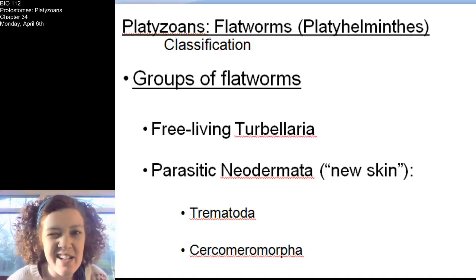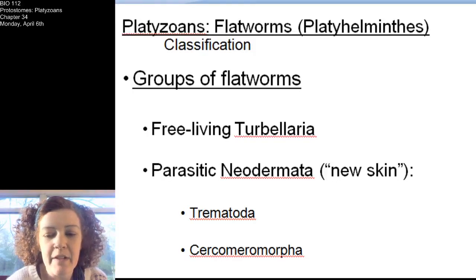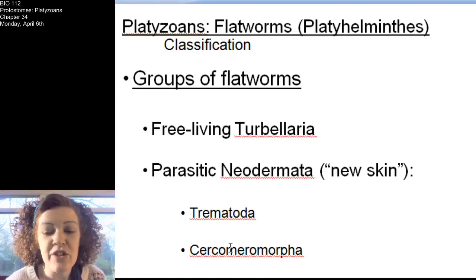Basically, this just has to do with how their skin develops. You don't have to worry too much about that. But the NeoDermata contain the trematodes, so class Trematoda, and the Cercomeromorpha. So the Cercomeromorpha are the tapeworms, but the class of tapeworms is Schistosoma. Cercomeromorpha is a monophyletic group. It's a group. But Schistosoma is the class of tapeworms.